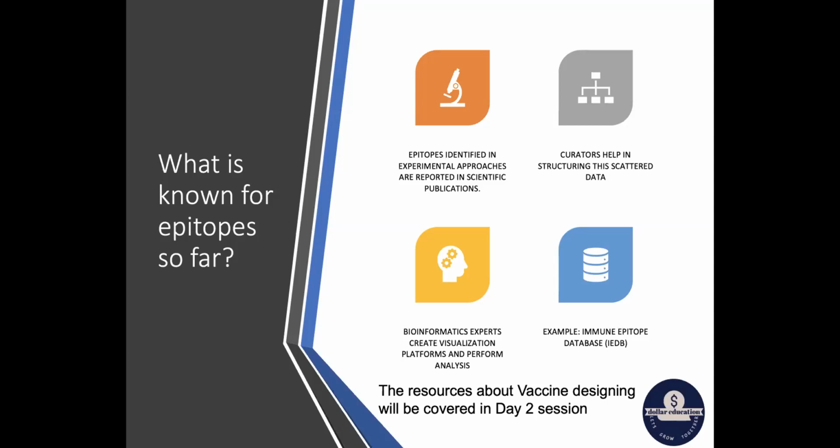One such example is the Immune Epitope Database. It has millions of epitopes, and we are going to talk about the details of how you can find those sequences that have already been shown to be an epitope. Those things have already been reported in publications and are listed and structured in the IEDB, and we are going to talk about the details of this database in our day 2 session.